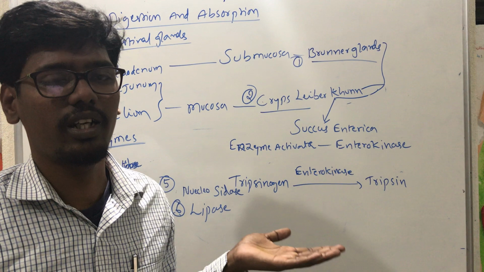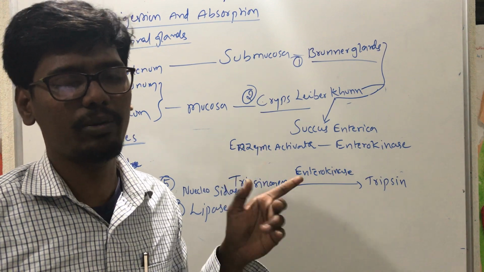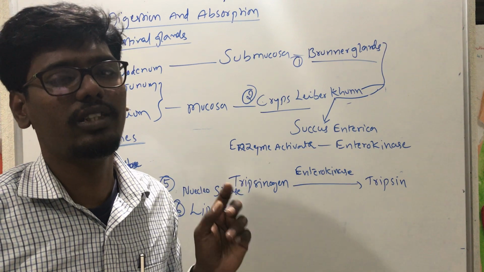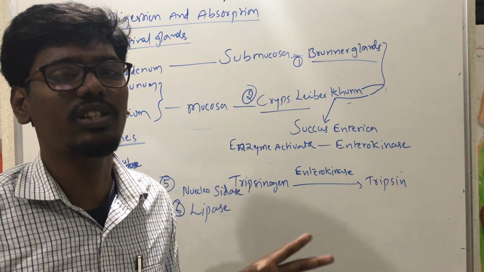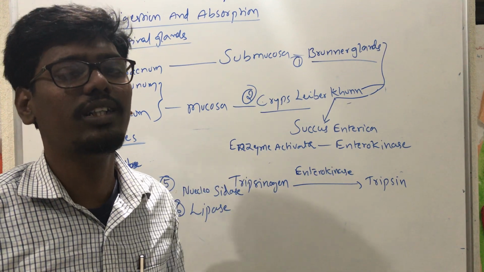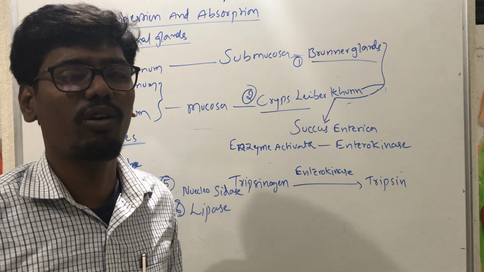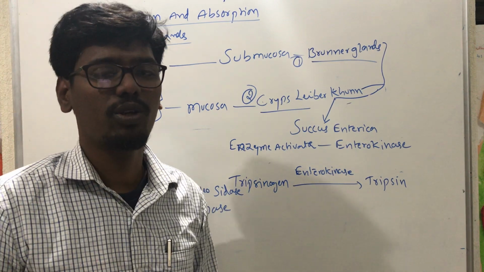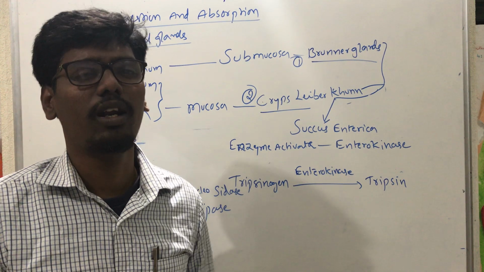In the fundic region, three types of glands are present. One is oxyntic cells, or parietal cells. They release HCl and the intrinsic factor. HCl kills pathogens in our stomach, and the intrinsic factor helps in the absorption of vitamin B12.